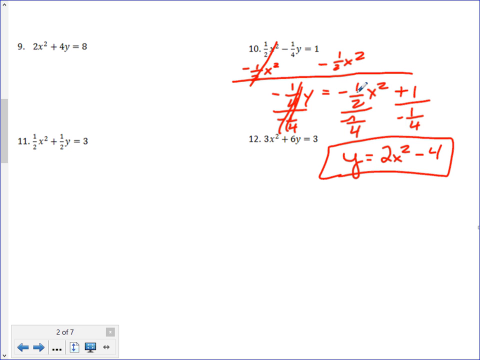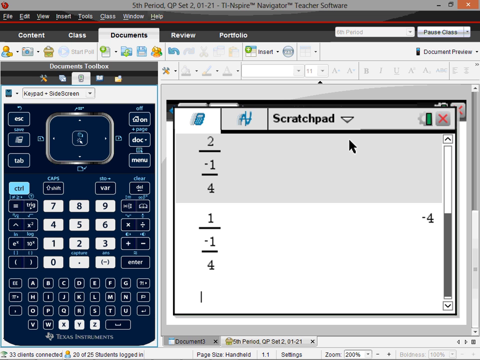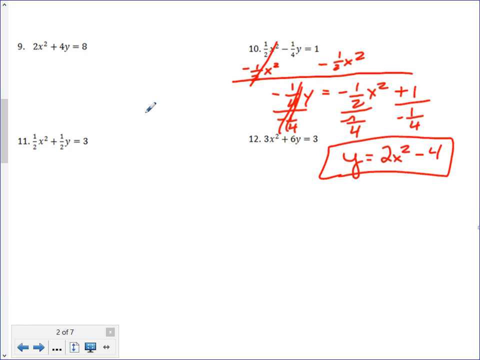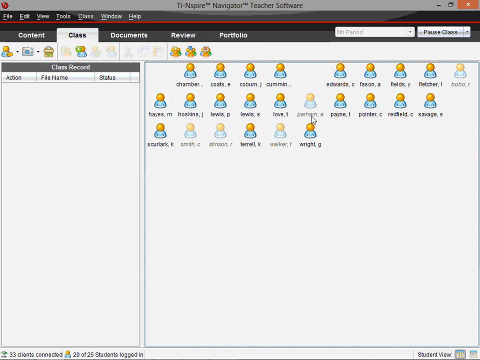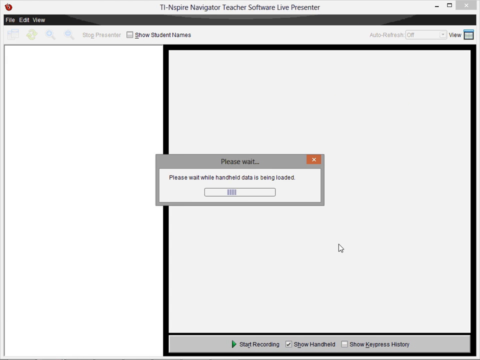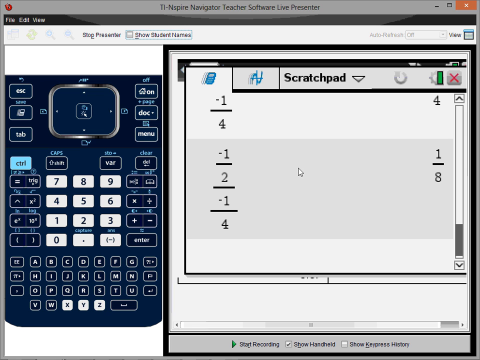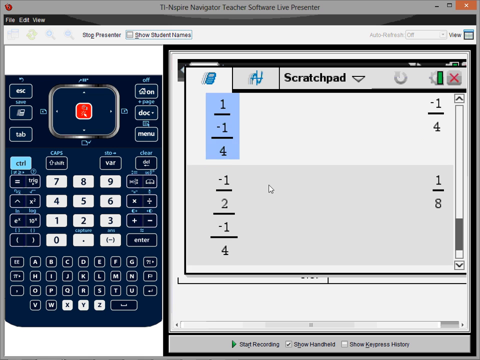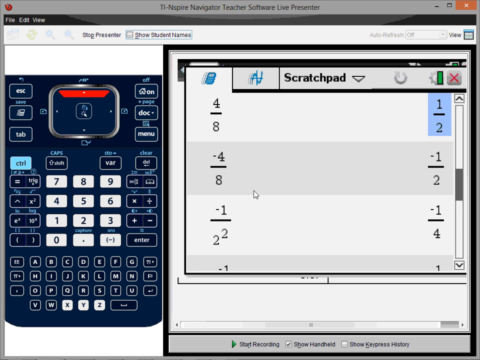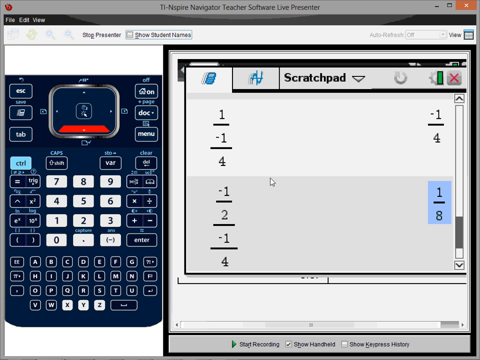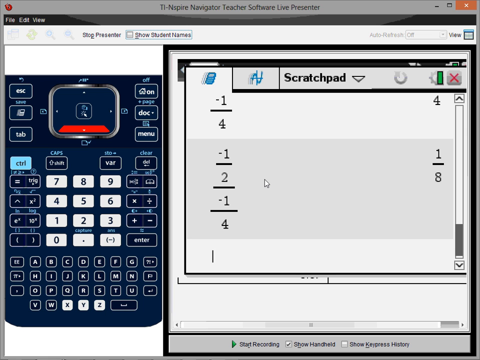How'd you get 2x squared? Negative 1/2 divided by negative 1/4. Here, let me see what you're doing. Type it in for me. Let me watch it. Oh. Did you use parentheses? All right, let's try it. Okay. How do you type it in? Do you use control divide or do you use parentheses?